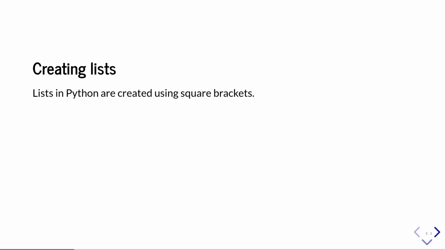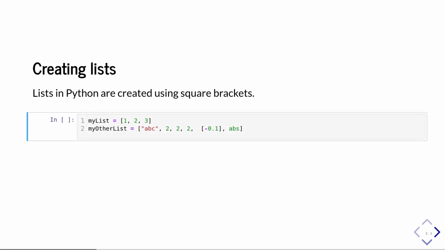To create lists in Python, you use square brackets. So here's an example of how we might do it. If we want to create a list called myList, which contains the numbers 1, 2, and 3 in that order, then you do it with this syntax here. And when you run this, that will create a list with 3 elements, 1, 2, and 3.